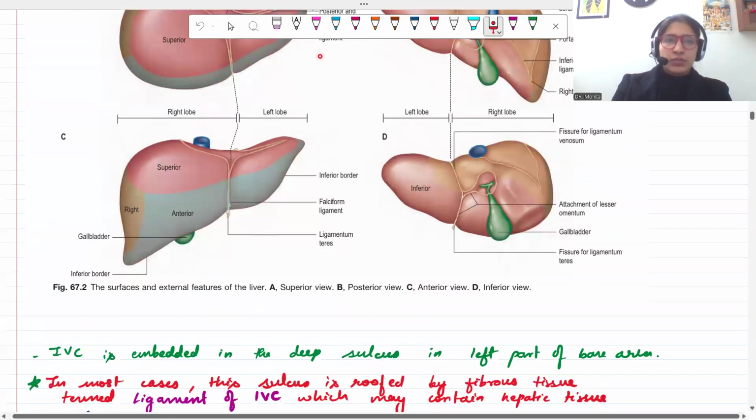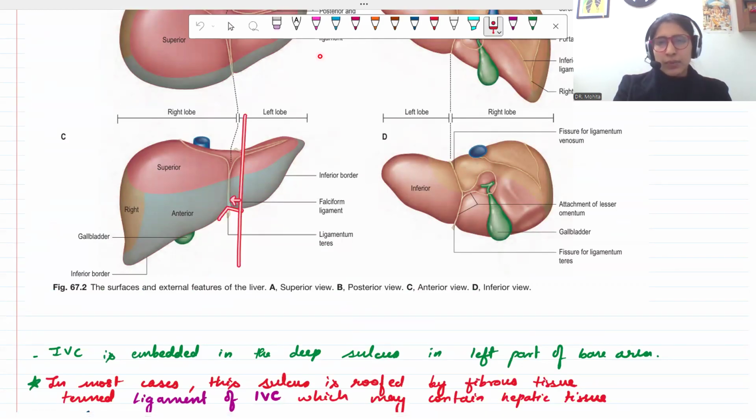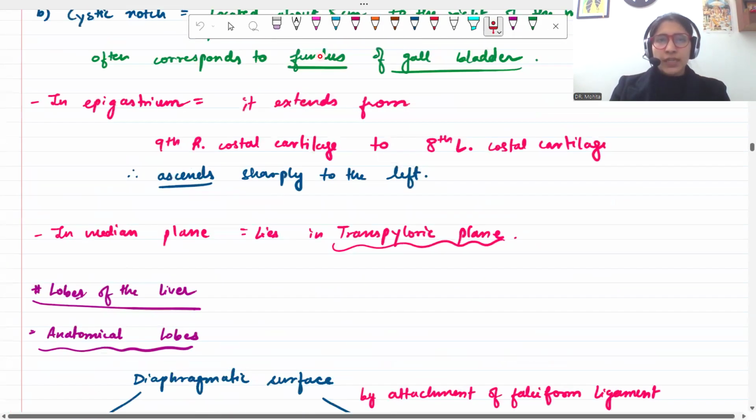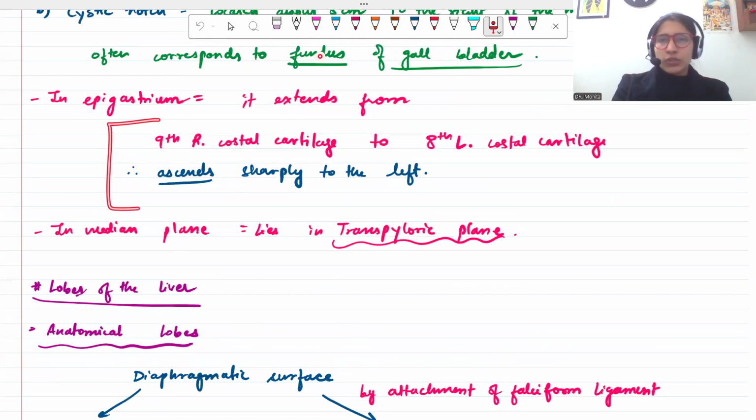ठीक है. So this is just to the right of median plane, and this is 5 centimeter to the right of median plane. The fossa for gallbladder, or the cystic notch, and this is the notch for ligamentum teres. All good? चलें आगे. This also I already told you कि epigastrium में ये कैसे extend करता है. From the 9th costal cartilage on the right side and to the 8th costal cartilage on the left side.